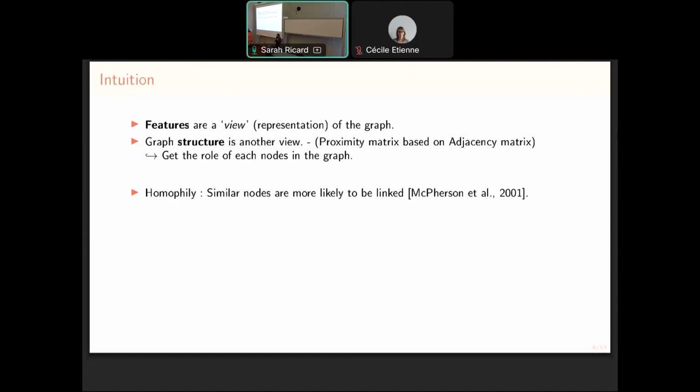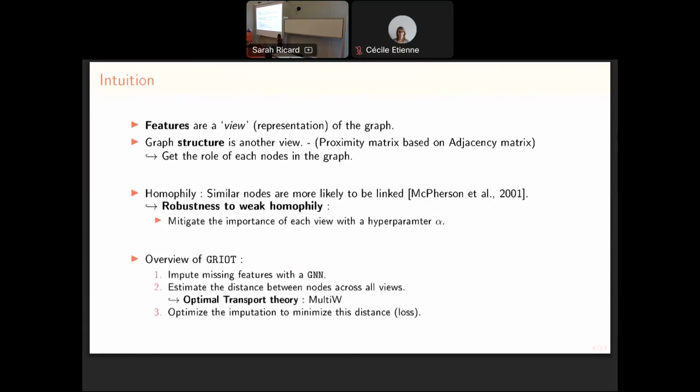You can even think of a company, for example, with a graph of the employees. It's less likely that you're linked to someone the same age as you. And that's true also if you talk about molecules. Anyway, we want to be robust to weak homophily. And we do that by mitigating the importance that we give to each view through a hyperparameter alpha that we will detail later on.